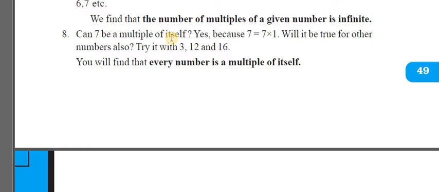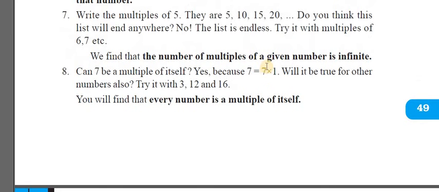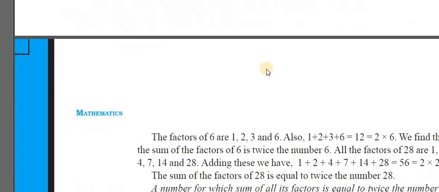Can 7 be a multiple of itself? Yes, because 7 ones are 7. Will it be true for other numbers also? Yes. 3 ones are 3, 12 ones are 12, 16 ones are 16. So every number is a multiple of itself. Not only a multiple, every number is going to become a factor of itself also.